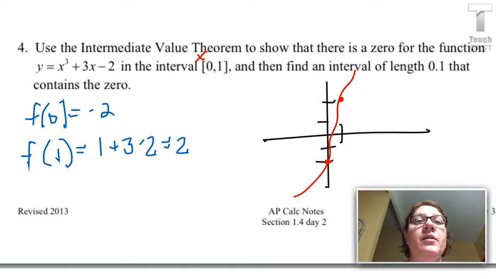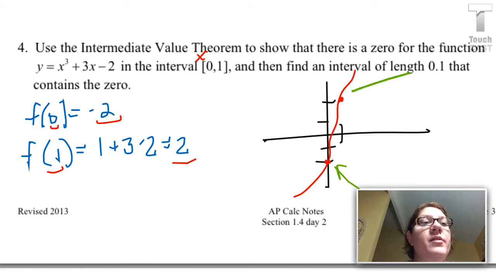So here I plugged in 0 and I get -2 for y value, and here I plugged in 1 and I get 2 for y value. So I graphed them. So at 0 I have -2. You can see I've graphed it. And at 1 I have +2.